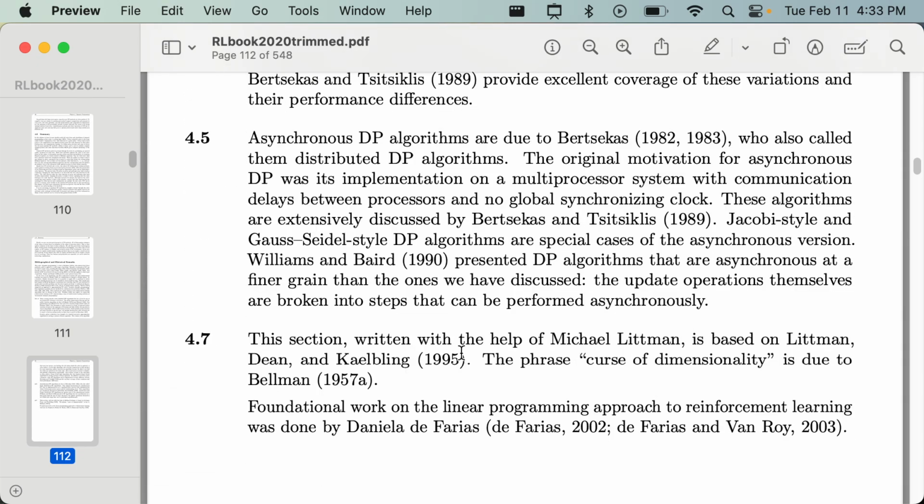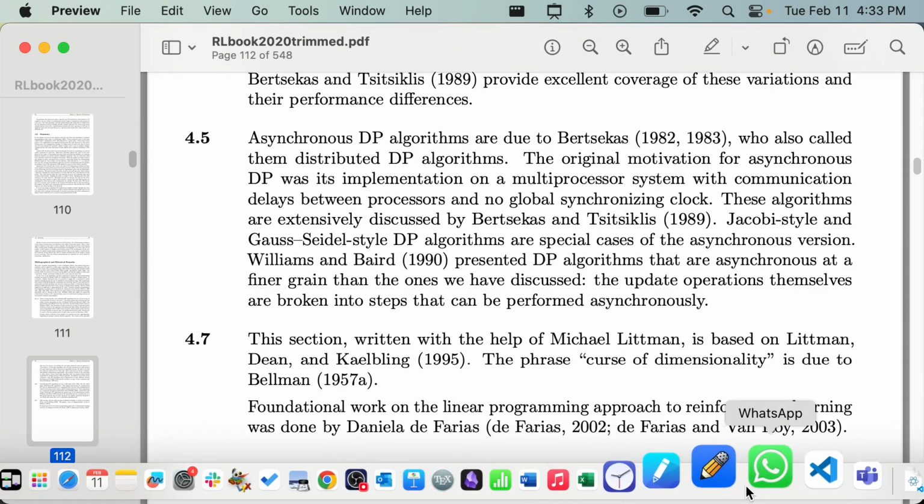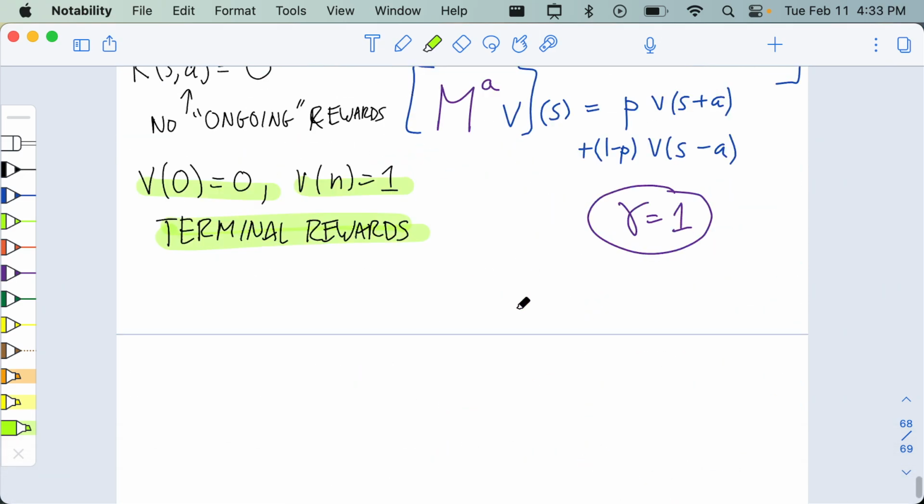Okay, great. So we figured out how to do value iteration. Very nice algorithm that we've done. Hooray! We can solve some simple games.